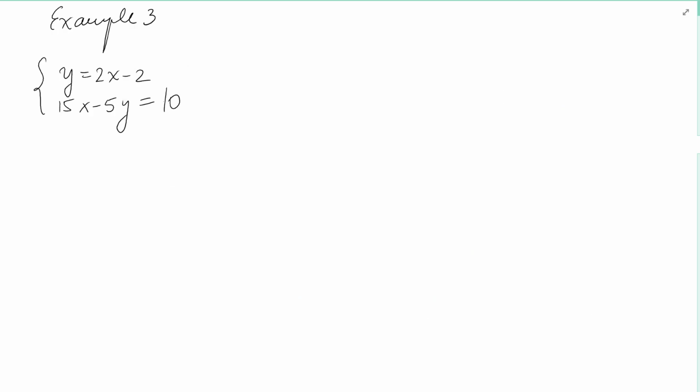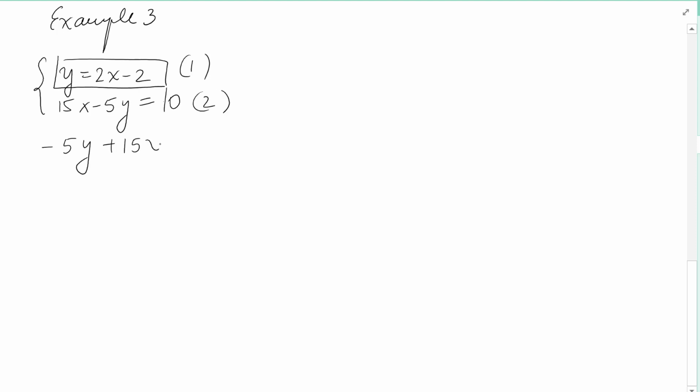And finally, let's look at one more example. y equals 2x minus 2 and 15x minus 5y equals 10. I want to solve this again by graphing. So the first one, if we take a look, it's already in slope-intercept form. And the second one, let's work on that. So equation 1 and equation 2, so plus 15x.